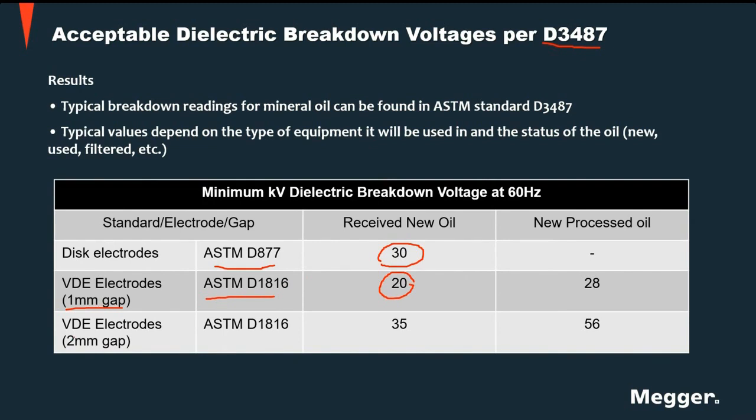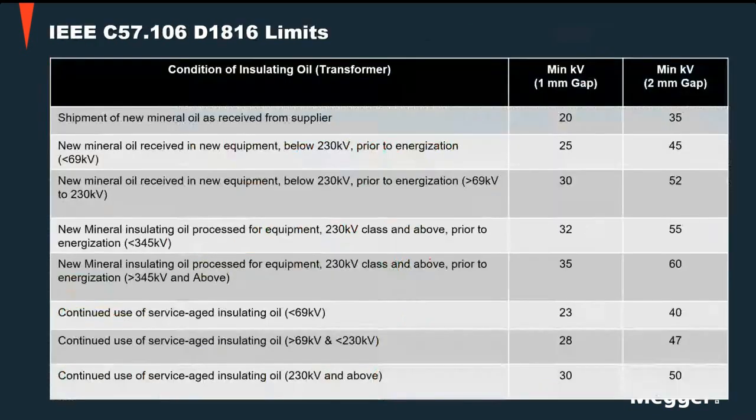But when we are talking of 2 millimeter, the requirement for the new oil is 35 kV. That's why I said it's much stricter, right? Look at this, 35 kV at 2 millimeter. Remember, D877 is using 2.54 and only requires 30 kV for a newly received oil. All right, those are the limits.